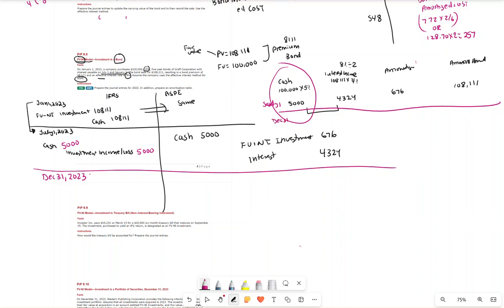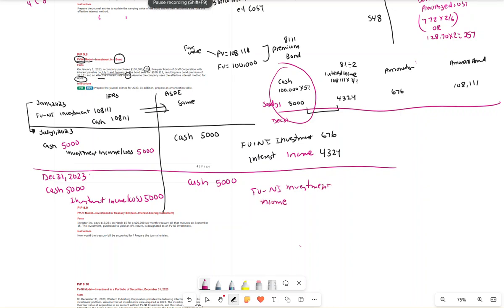Again, it's very easy here. I will have cash, and I will have an investment income slash loss, and that will be your 5,000. That doesn't change, but this is going to change. My cash will be 5,000. I will have to amortize some of the discount, and I will have an interest income, investment interest income.